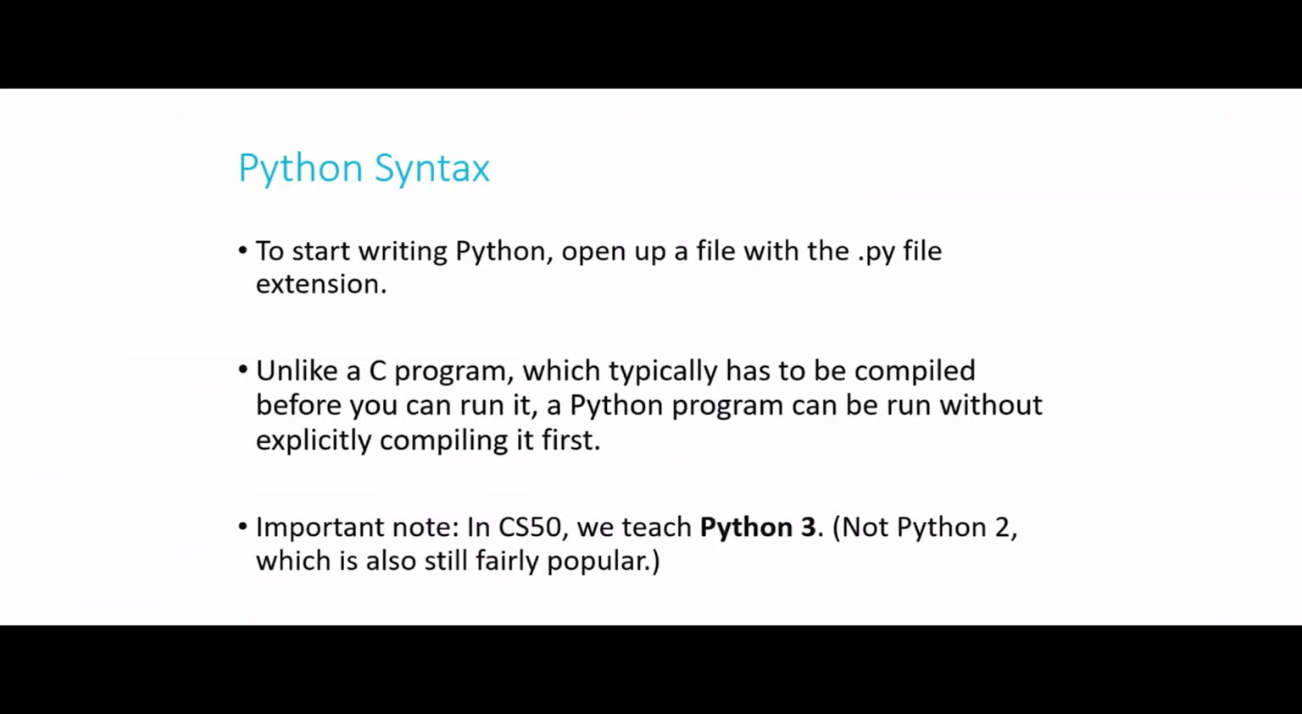To start writing a Python file, it's pretty straightforward. All you got to do is open up a file with the .py file extension inside of CS50 IDE. That will automatically syntax highlight it for you and show you that what you're typing is proper, valid Python or not. But unlike C, Python is not a compiled language. Or it is not necessarily a compiled language.